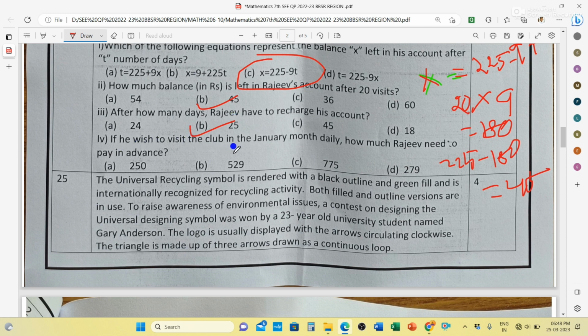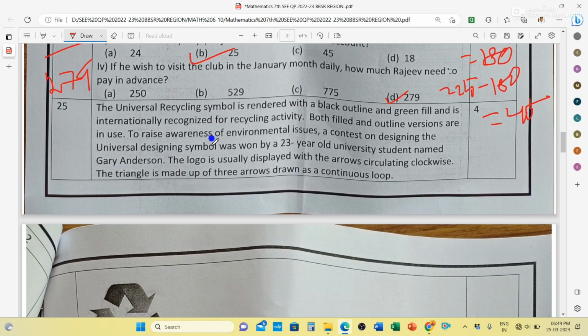If he wishes to visit the club in the January month daily, how much does Rajiv need to pay in advance? So in January month, you know there are 31 days. For one visit or one day, 9 rupees is being deducted. So for January month, 31 multiplied by 9. So 9 ones are 9, 9 threes are 27. 279. So he has to recharge 279 rupees for January month.